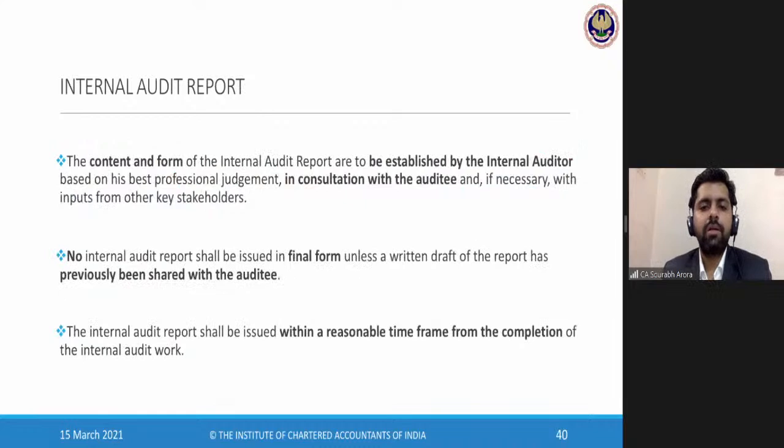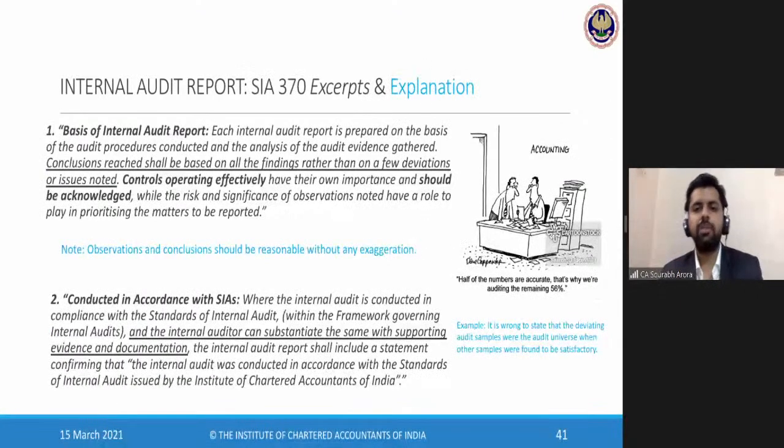Then the content and form of the internal audit report are to be established by the internal auditor. The content and form are only to be established by the internal auditor, and that can be done in consultation with the auditee and inputs from other stakeholders. No final form has been discussed. And then it shall be issued within a reasonable time frame from the completion of the internal audit work. So let's say within 30 days it should be issued, but it is not mentioned over there. I'm just giving you a random reasonable number. Within that many days, the audit report must be issued to the auditee. So we'll deal with these provisions in detail over here.